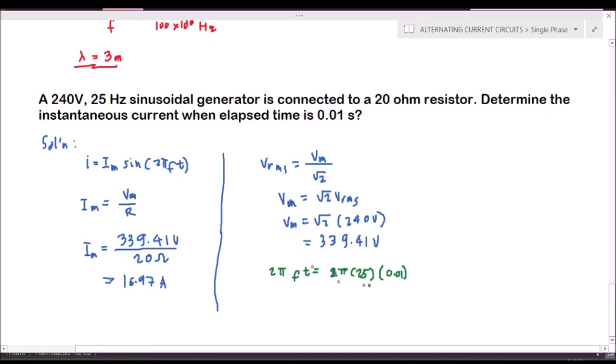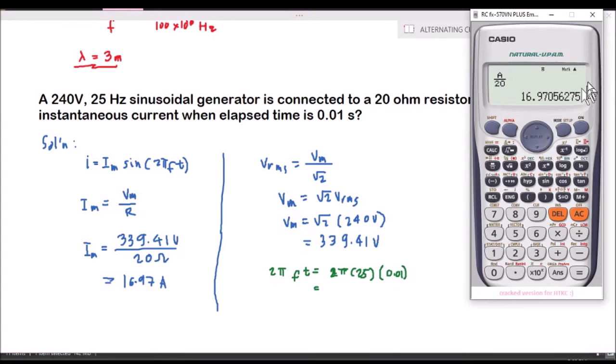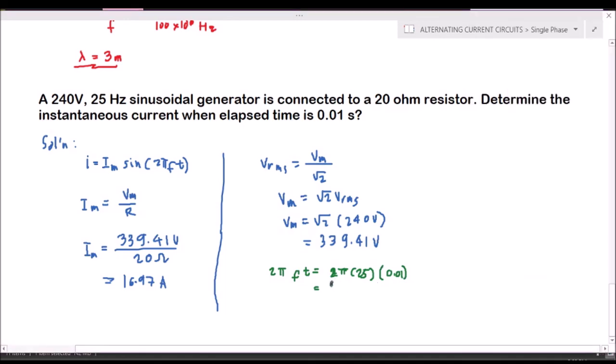Then if you are going to get the value of this one in the calculator, we need to set the setting of our calculator into radian. So this is in degrees, so we need to change this one. So we just go to shift mode, then 4 to make it in radians. So you have 2 shift pi times 25 times 0.01, and that is equal to 1.57 or 1/2 pi.